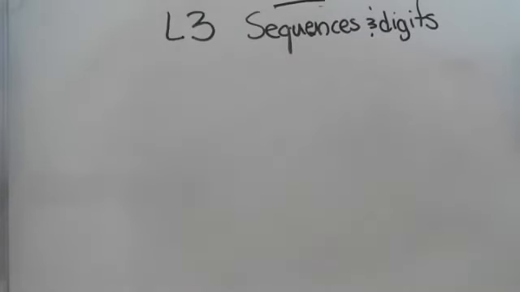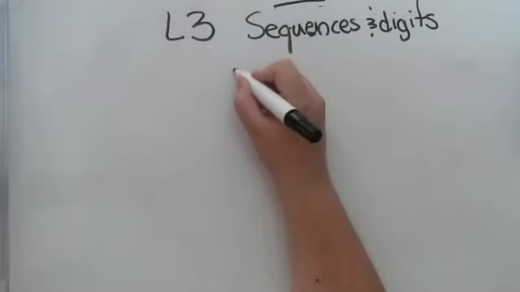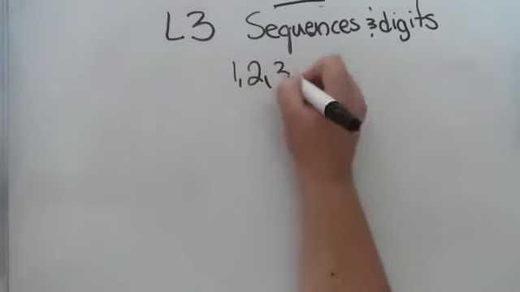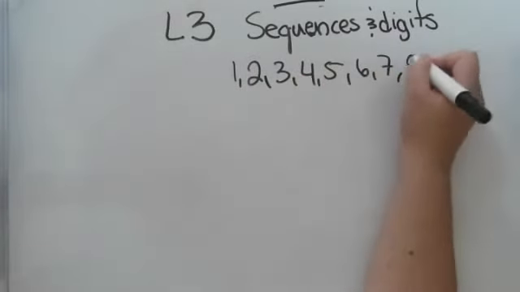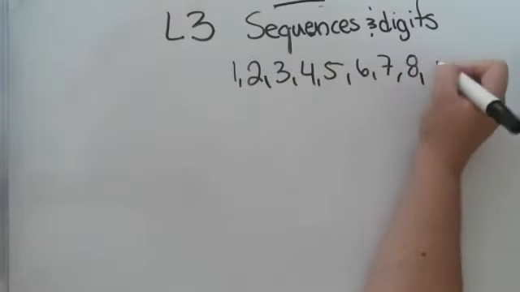This is Saxon 4, Lesson 3, Sequences and Digits. So I'm going to start with digits. Digits are 1, 2, 3, 4, 5, 6, 7, 8, and 9. Those are your digits. Using these digits, you can make up any number.